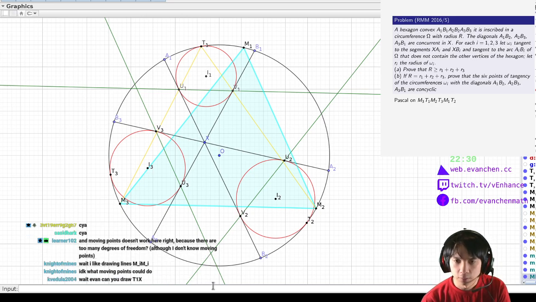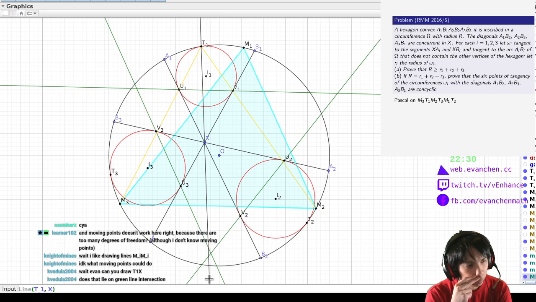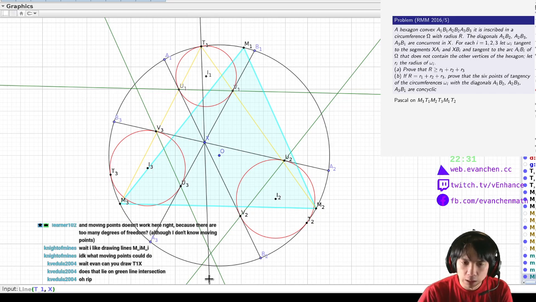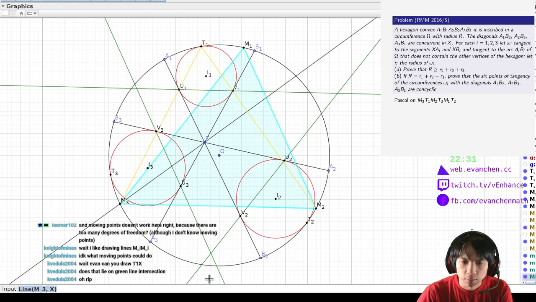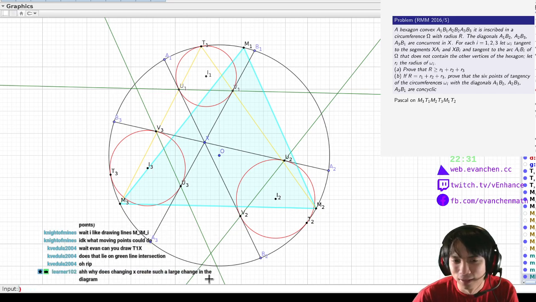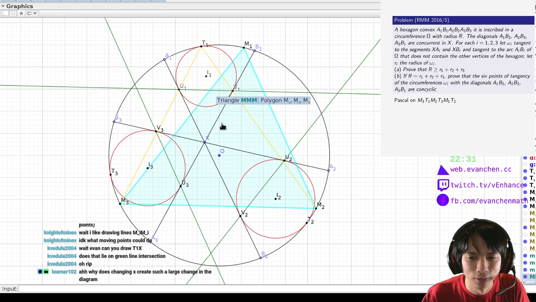Can I draw T1X? Sure. That's T1X. No, it's not concurrent with the green ones. I also considered seeing if N3X, a line through M and X, a line through more random stuff. But yeah, this diagram is really weird. I don't know what to do with it.